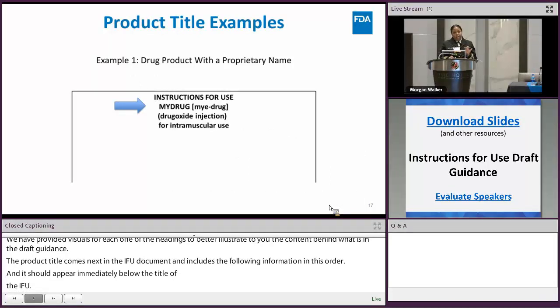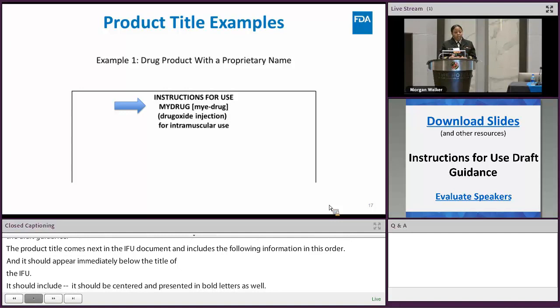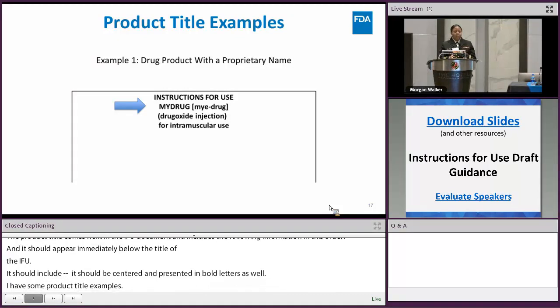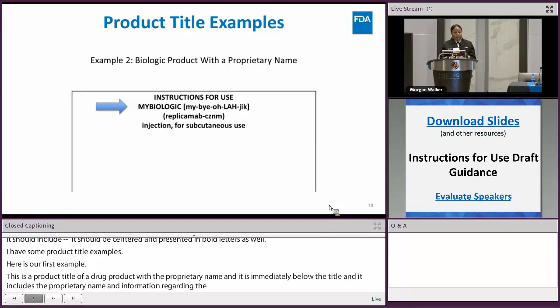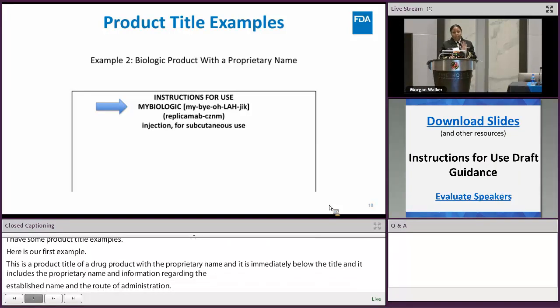Here is our first example. This is a product title of a drug product with a proprietary name. As you can see, it is immediately below the title and includes the proprietary name, phonetic spelling, and information regarding the established name and the route of administration. We also wanted to provide an example of a fictitious drug of a biologic product, which is similar to the drug product, but as you can see, is slightly different.